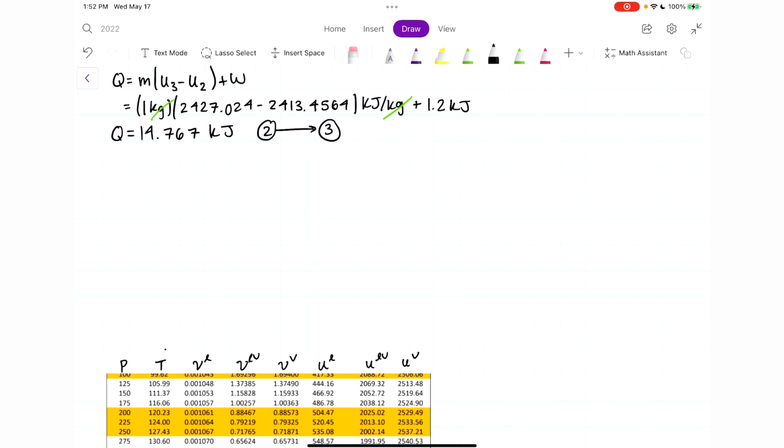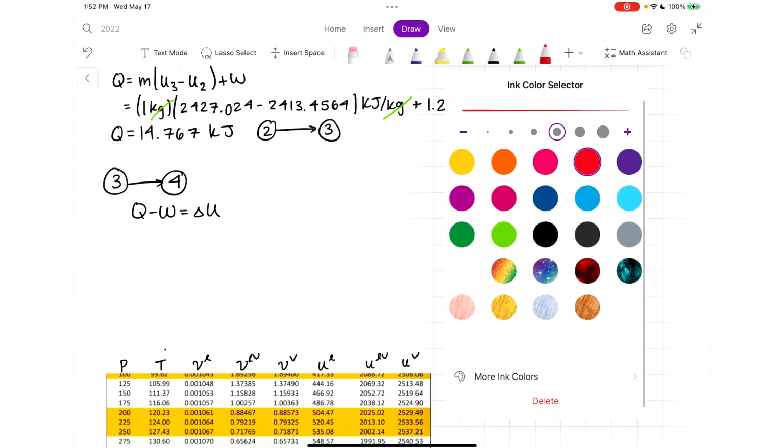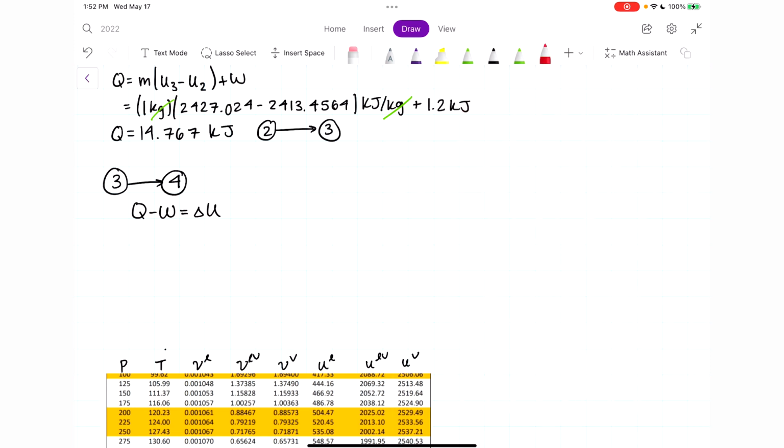So going to state 3 to state 4. It's a closed system, so we can use the equation Q minus W is equal to delta U. We rewrite because from state 3 to state 4 there is no moving piston, there are no moving parts. So we know that there is no work being done in the system, so we can go ahead and cancel it to 0 because we have no work.